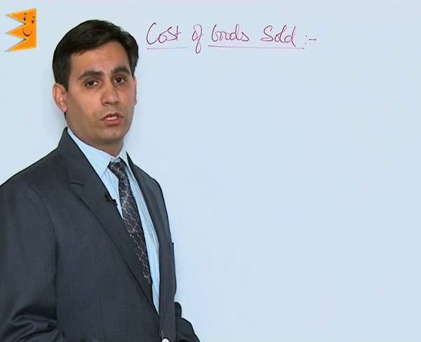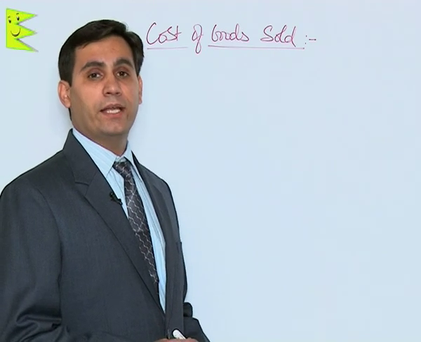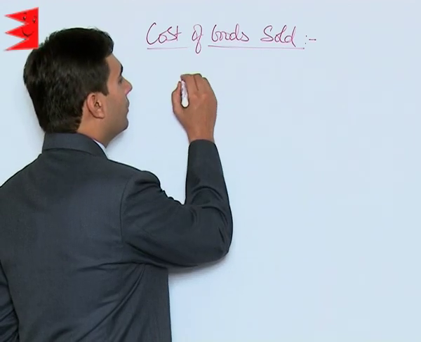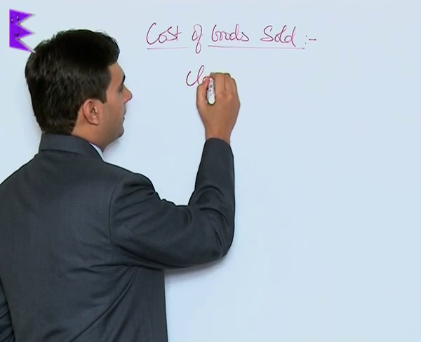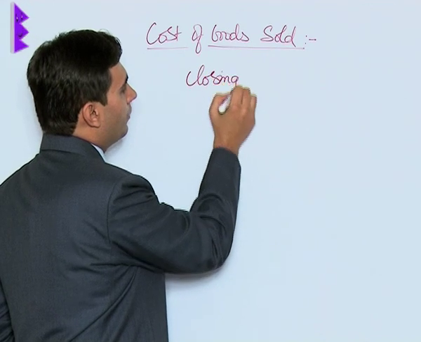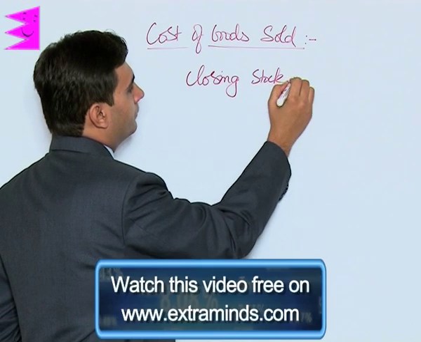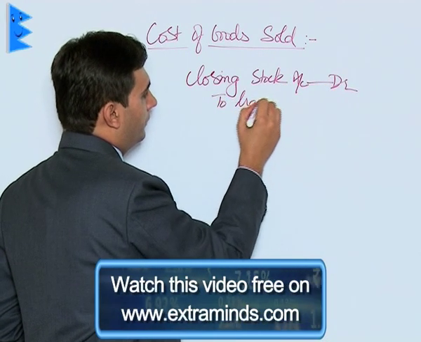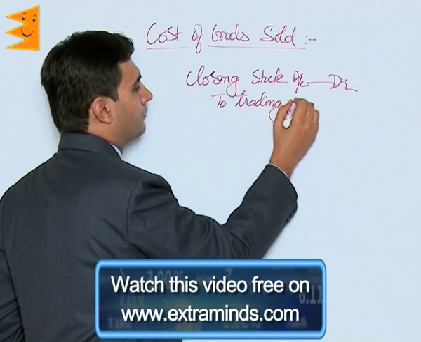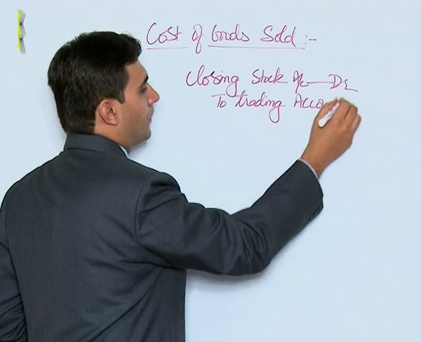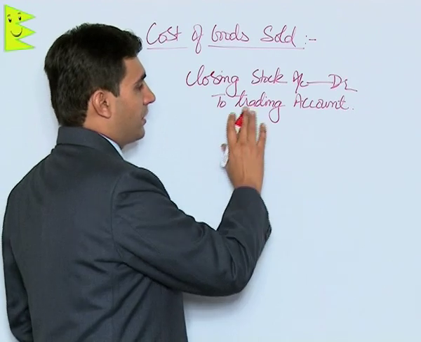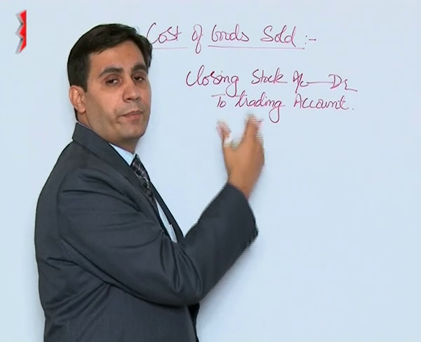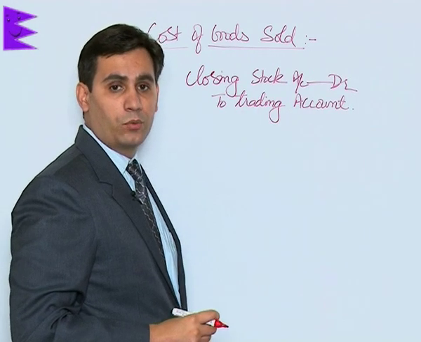But what about closing stock? That is the stock left at the end of the year. Closing stock is also transferred to trading account through the means of this journal entry. That is closing stock account debited to trading account. Now students, since it is transferred to trading account and trading account is being credited in this entry, it appears on the credit side of trading account.